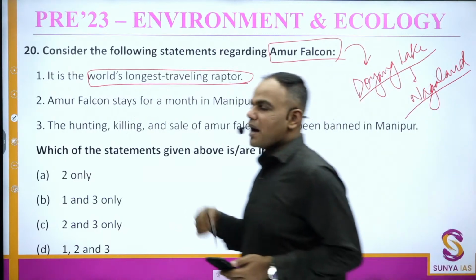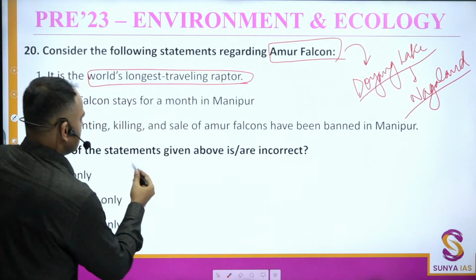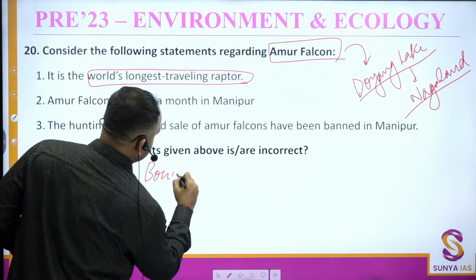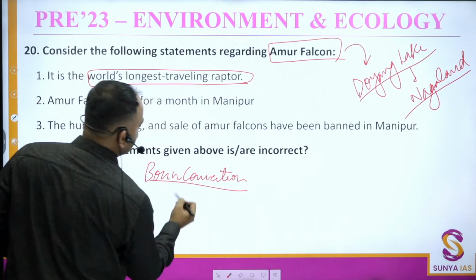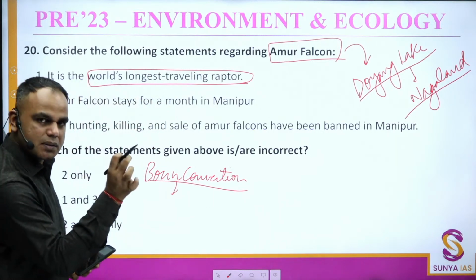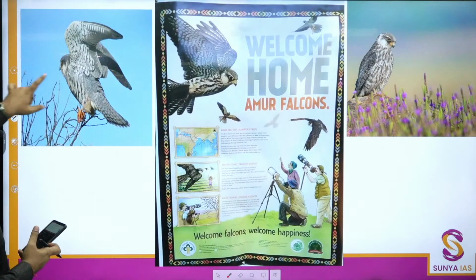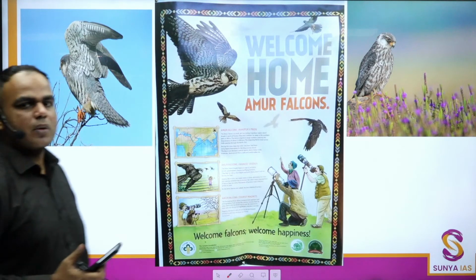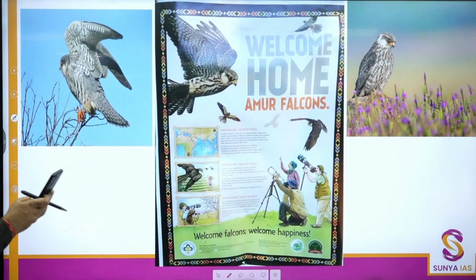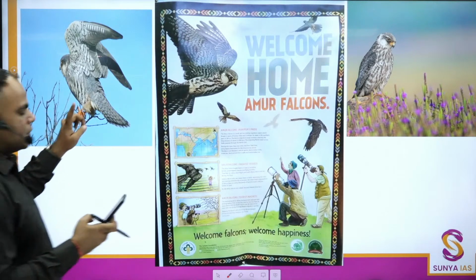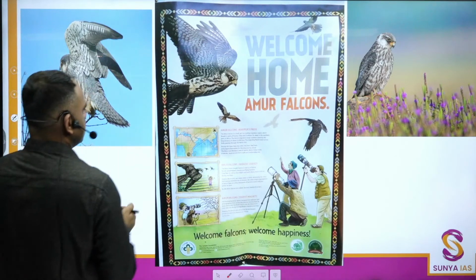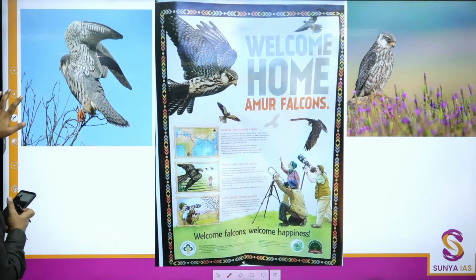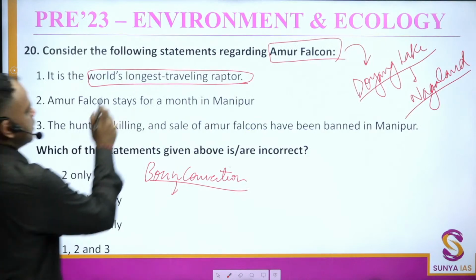Okay, and by the way, there is this Bonn Convention which talks about the movement of these migratory species. Okay, I'll just show you what this Amur Falcon is and how it looks. So you can also make this memory. First of all, this is your Amur Falcon. Now, Amur Falcon also gets a lot of tourists. So this is the world's longest traveling raptor.